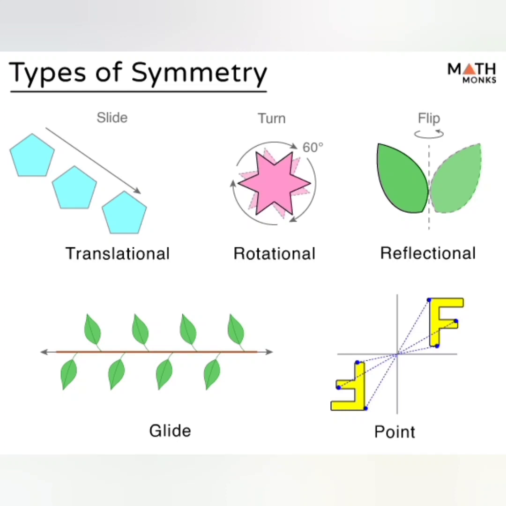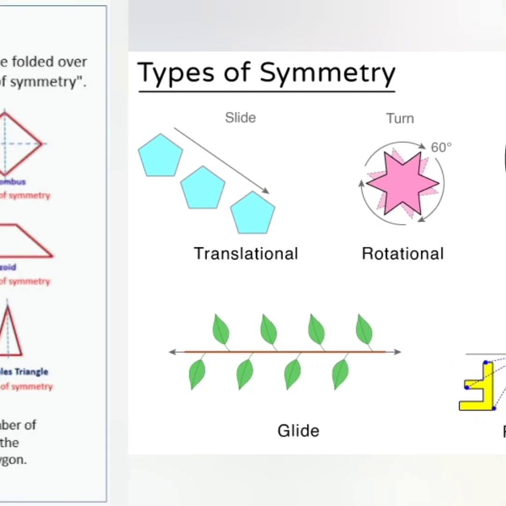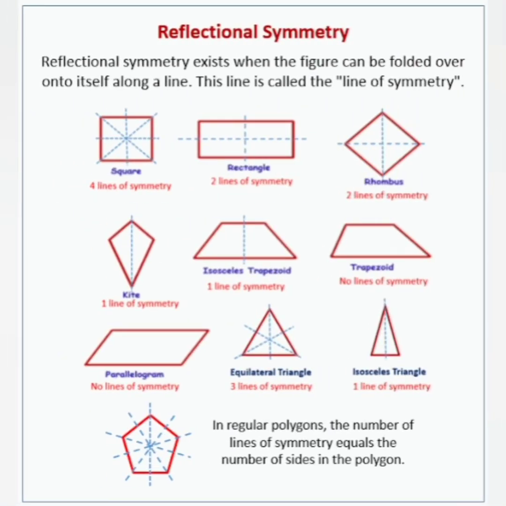Now there are different types of symmetry. You have translational symmetry, rotational, reflectional, glide, and point. But for the purpose of this lesson, we'll be focusing on reflectional symmetry. Symmetry with respect to reflection. Now we say reflectional symmetry exists when the figure can be folded over onto itself along a line. The line is called the line of symmetry.